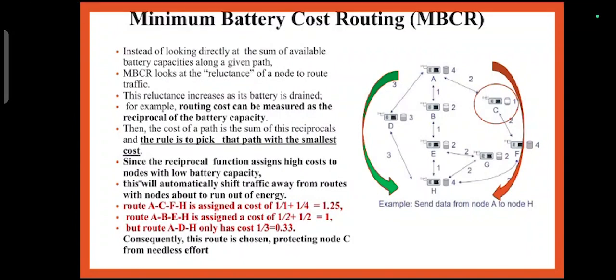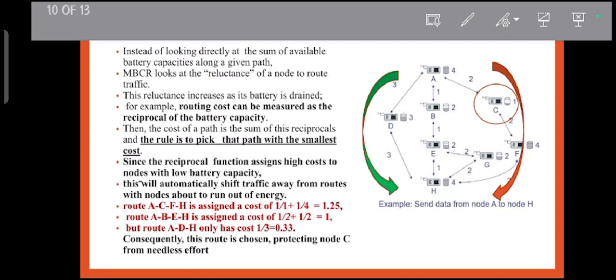The next algorithm is minimum battery cost routing. In the previous algorithm, we calculated the maximum battery capacity of the nodes and chose a suitable path. Here, rather than calculating the battery percentage of the node, we have to calculate the reluctance of that node path. Reluctance is nothing but the reciprocal of the battery percentage. After calculating for each path, the least value has to be chosen.